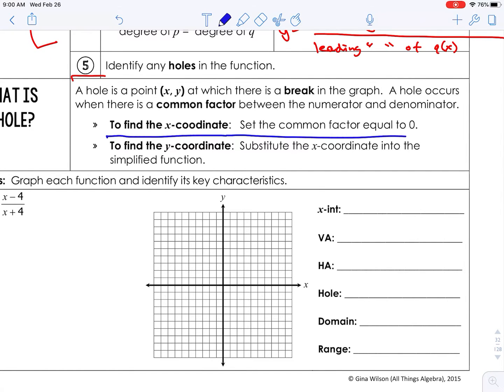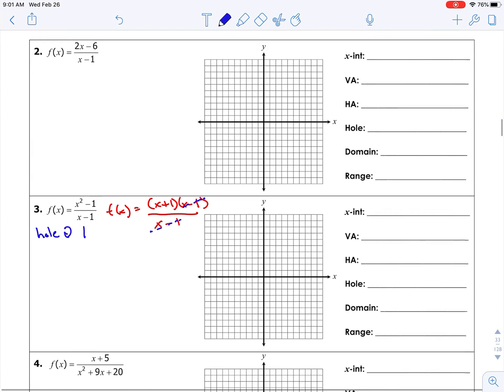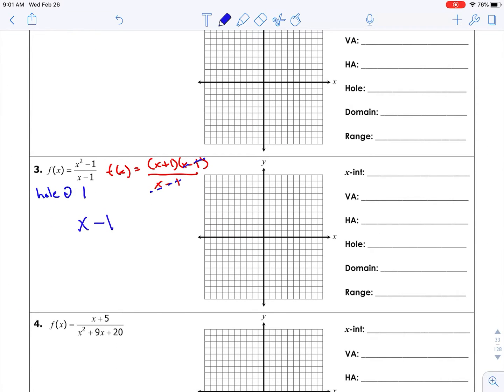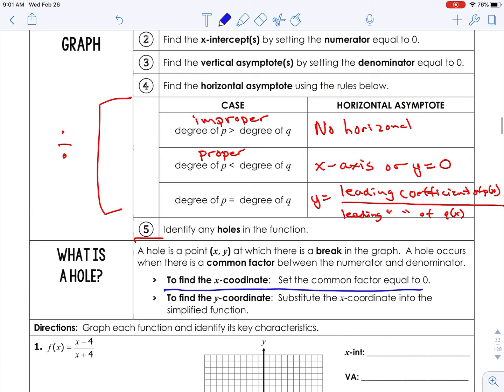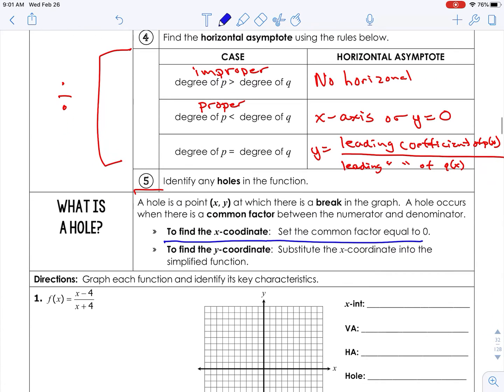So to find the x-coordinate, set the common factor equal to 0. So our common factor was x minus 1. Now, if you do set it to 0, do you see how we get 1? That's all that's talking about. Okay, you set it equal to 1.